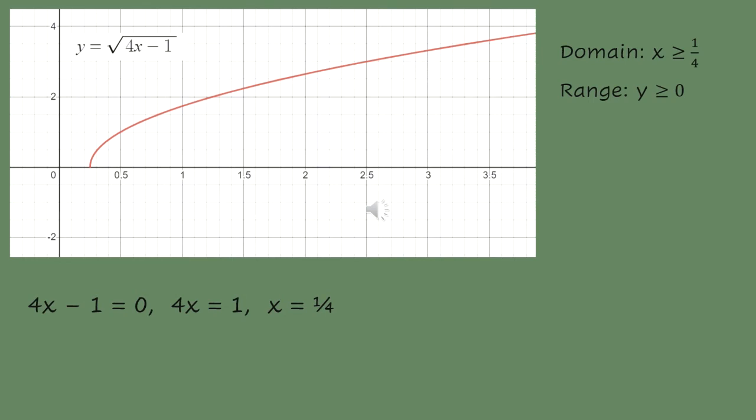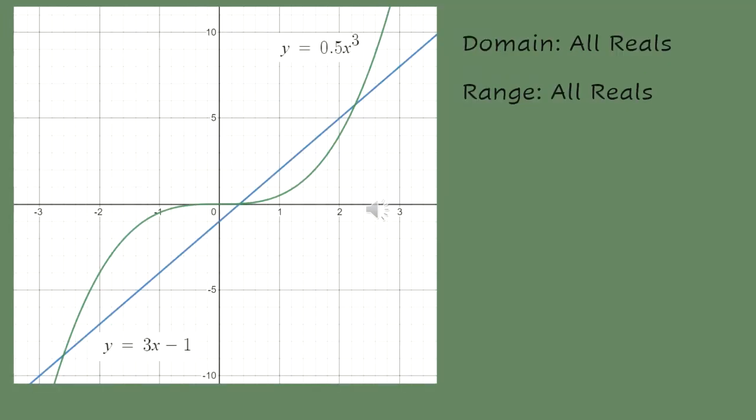And we arrived at the 1/4 because that was again the breaking point between when the value of 4x minus 1 would be negative or when it would be positive. If you have any even root, so a 4th root or a 6th root or a 10th root, you need to define the domain as all values that would make what was plugged into it positive or 0.